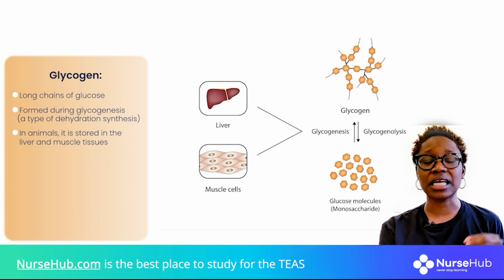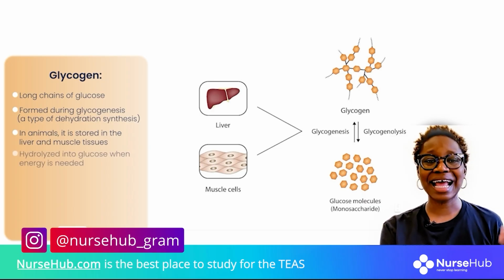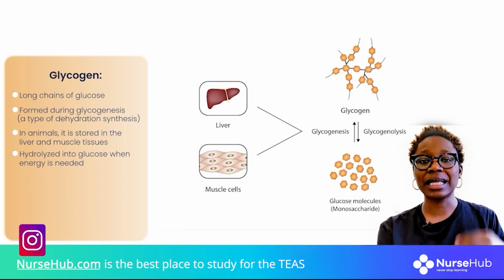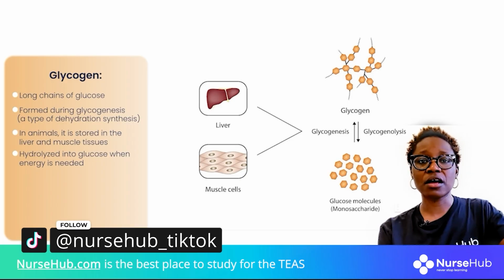Anytime glucose is needed for cellular energy production, glycogen is hydrolyzed, right, broken down by the addition of water into glucose so that it can be used as energy.